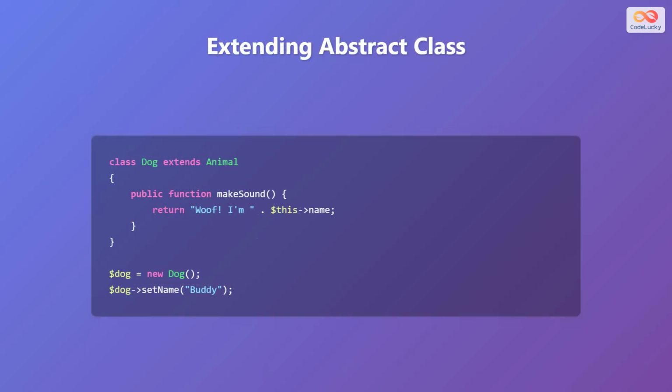Now let's see how to extend an abstract class. We create a class named Dog that extends the Animal class. Inside the Dog class, we provide an implementation for the makeSound method, which returns a string indicating the sound the dog makes, along with its name. We then create an instance of the Dog class, set its name to Buddy, and the makeSound method will now return "Woof. I'm Buddy."